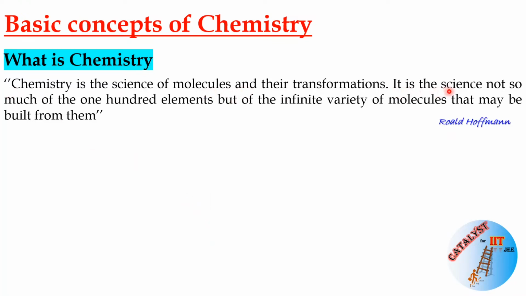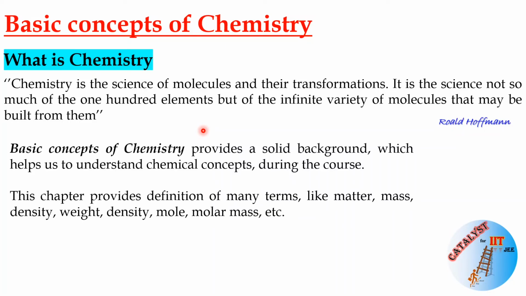So we all know that in the periodic table we have 118 elements. So chemistry is not the science about only those 118 elements. It is the science about the molecules that you can make from those elements, and you can make an infinite number of molecules from those elements, correct?